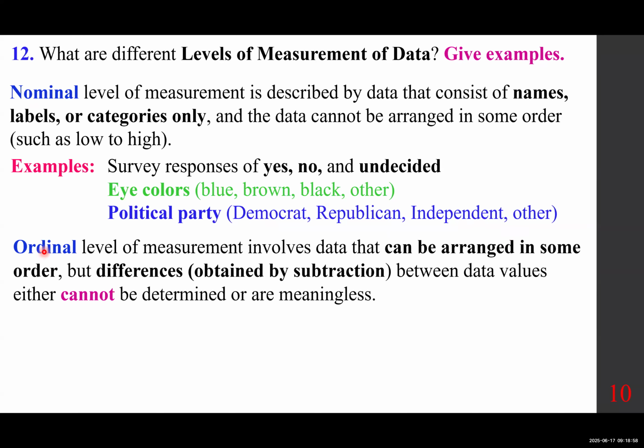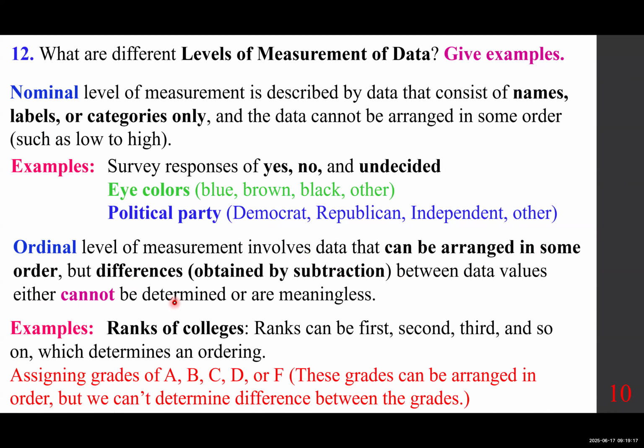Ordinal, so one of them is nominal, one of them is ordinal level of measurement. It involves data that can be arranged in some order, but differences obtained by subtraction between the data values either cannot be determined or are meaningless. Examples. Ranks of colleges. Ranks can be first, second, third, and so on, which determines an order. Assigning grades of A, B, C, D, or F, these grades can be arranged in order, but we cannot determine the difference between the grades.